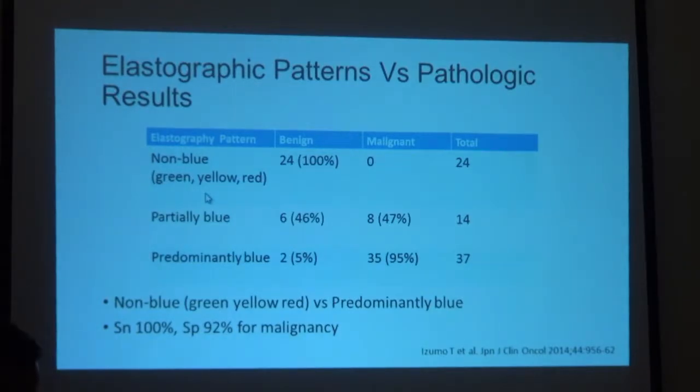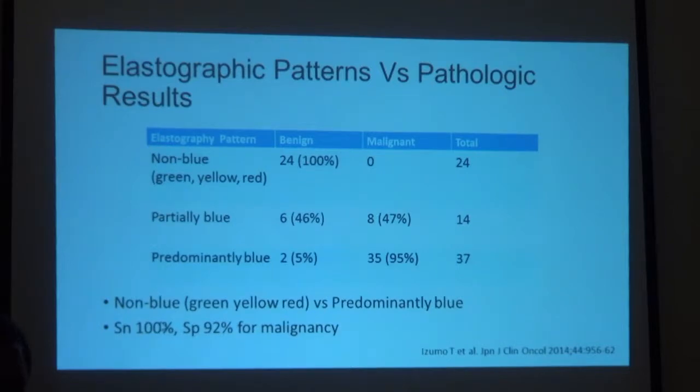This is a study comparing the elastographic pattern versus pathologic results, and they dichotomized. So they have three categories: non-blue, predominantly blue, and partially blue. But what's helpful is non-blue versus predominantly blue. If it's non-blue, you're quite confident you don't have tumor, that it's benign. So your sensitivity is 100%. If it's predominantly blue, then you have a specificity of 95%. So you're quite confident that you have tumor. And that's what it turned out to be.